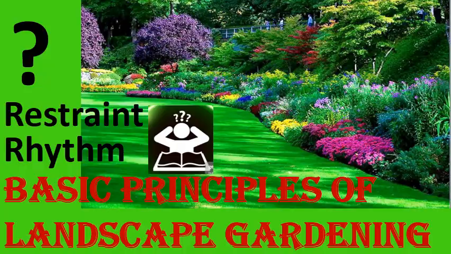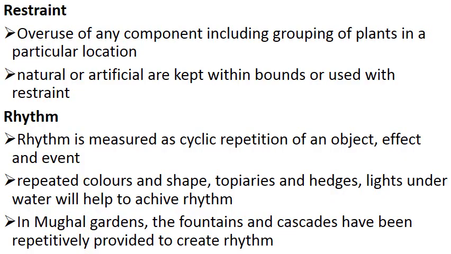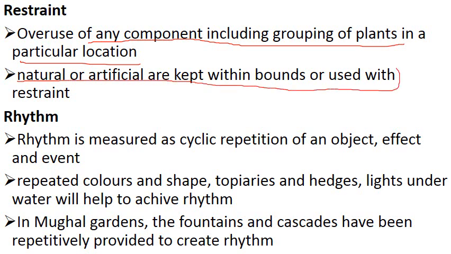Let's start. Restraint is the overuse of any component, including the grouping of plants in a particular location. It means we are overusing a component. It is not good for our aesthetic view. So the natural or artificial components are kept within bounds, or used with restraint, so that we will get good scenic beauty.